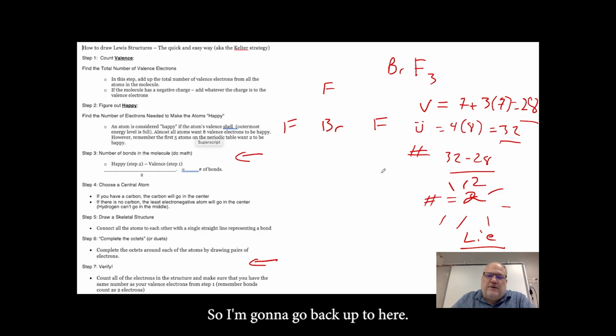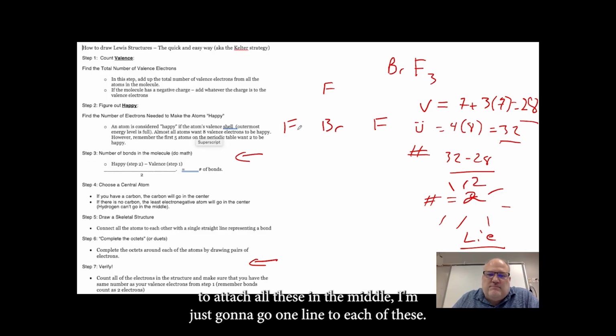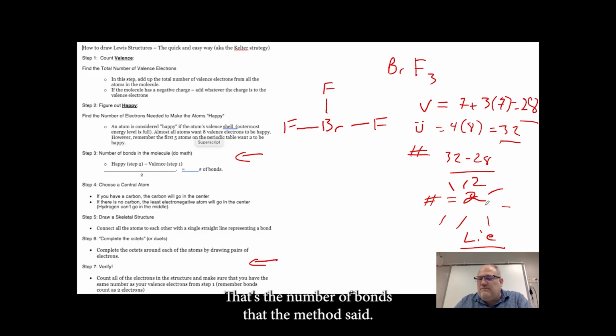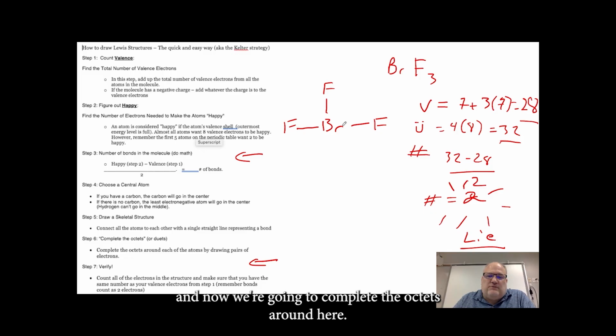So I'm going to go back up to here, and I'm going to go like I normally would. Since I need to attach all these to the middle, I'm just going to draw one line to each of these. Now you may be saying, wait a second, that's not the number of bonds the method said. Correct. The method lied to us and said we only need 2, when we clearly need more than 2. We actually need 3. Then we just did the skeletal structure. Now we're going to complete the octets around here. So remember, every bond counts as 2 electrons that are being shared.